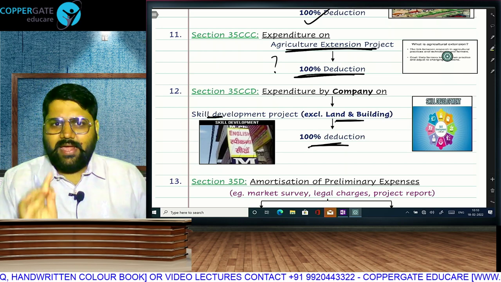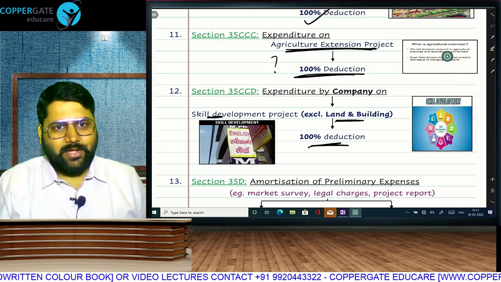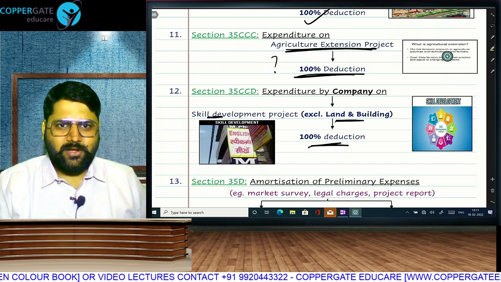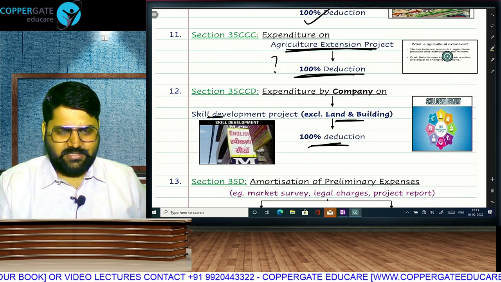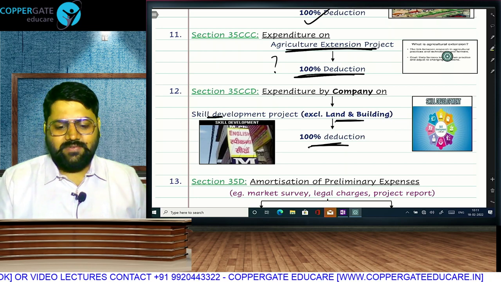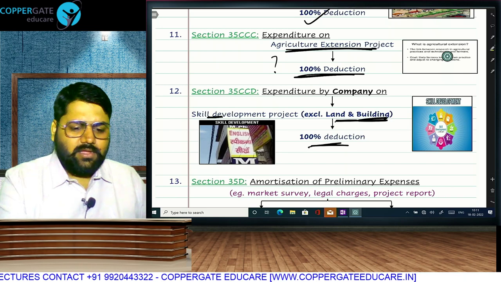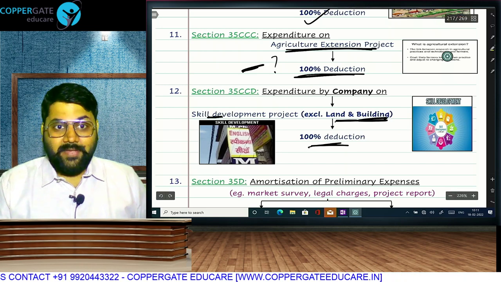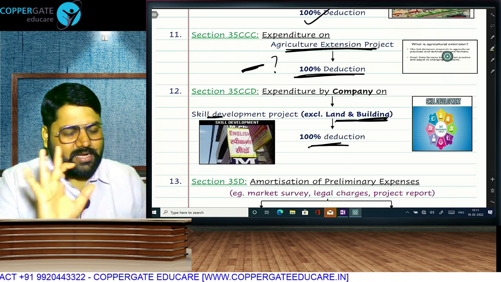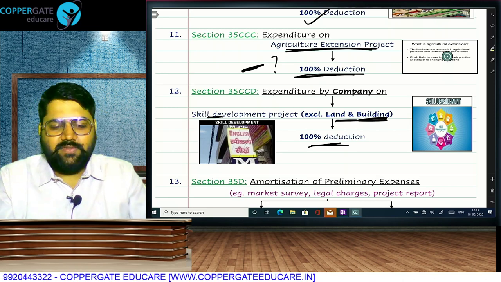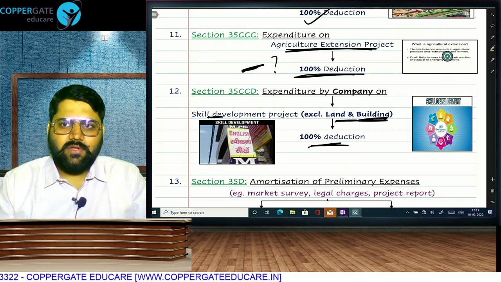But to avoid a fight, I suggest you don't take land, take only building. Then the AO will also not fight. You can tell him, sir, land I am not taking, common sense. But since building is mentioned, I will take it. So here land and building will be excluded, everything else 100%. Here it is not mentioned, but building you can take. I would recommend that you avoid land. And if you want to fight only with your ego, there are thousands and lakhs of case law.